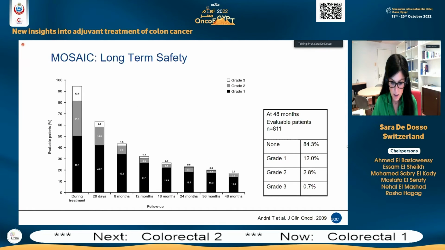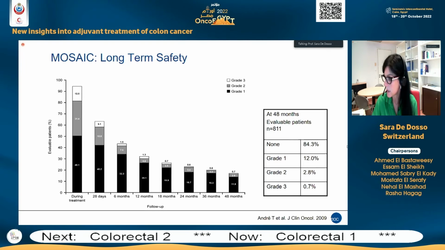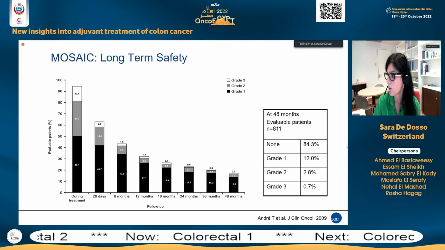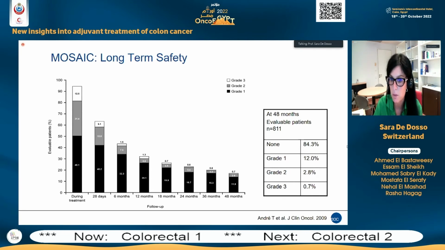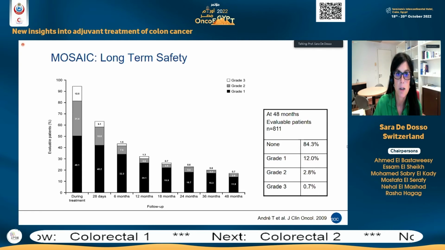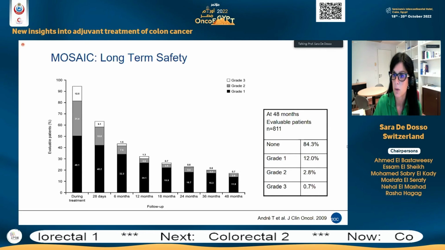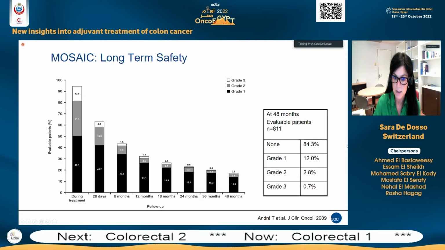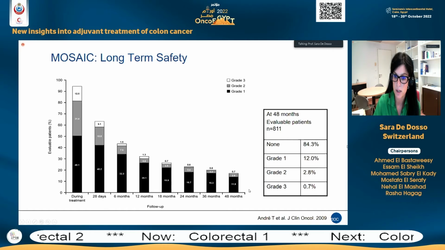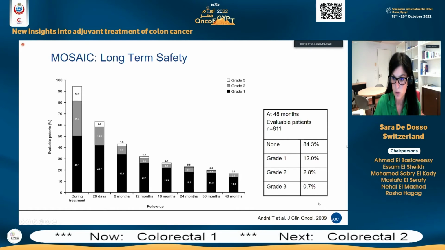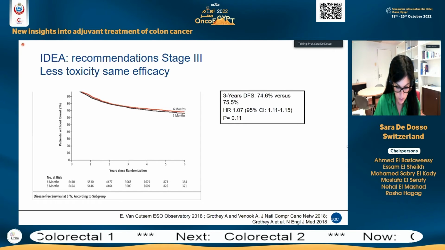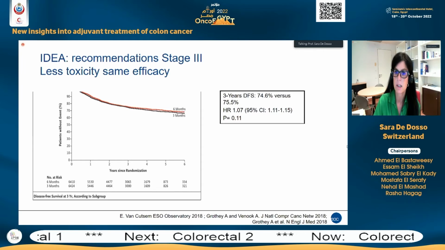Namely, we know that neuropathy is one of the main toxicities that can upset our patients and can persist even several years after the termination of an oxaliplatin-based chemotherapy. You can see the final long-term safety results of the MOSAIC trial, where there is a persisting neuropathy also after 2 years or after 4 years from the end of the treatment. So the first strategy would be to reduce the chemotherapy exposure without affecting the final outcome.